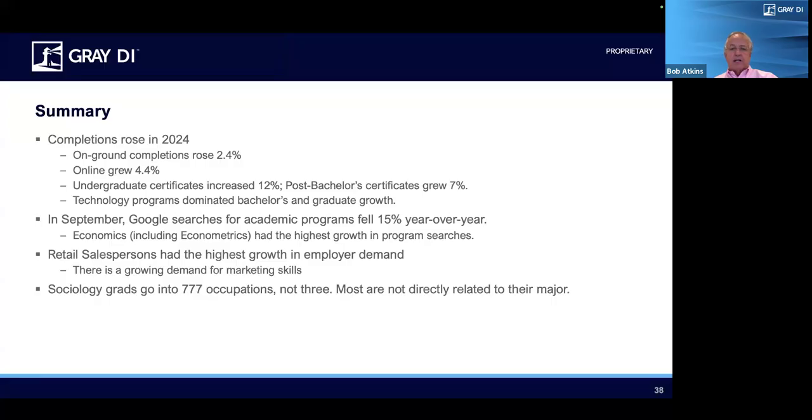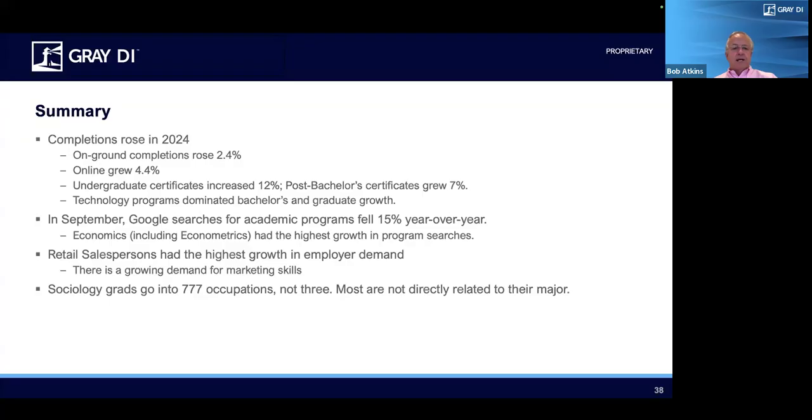Economics and econometrics had the highest growth in searches. Retail salespeople had the highest growth in employer demand. Keep in mind, that's the largest employment category in the United States. So when we do unit growth, it's very likely to come to the top of a list just because a small percentage change is an enormous unit change.